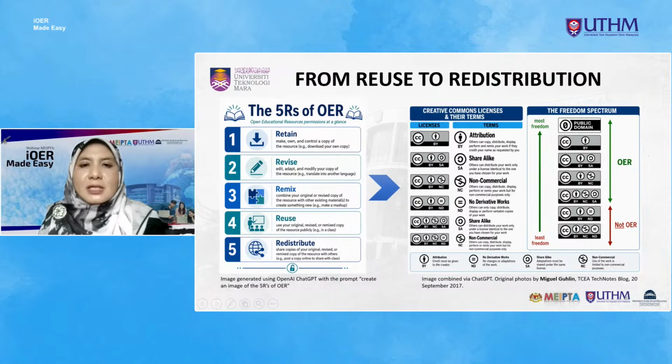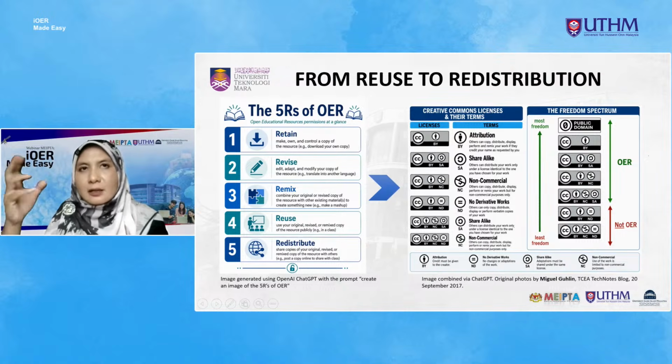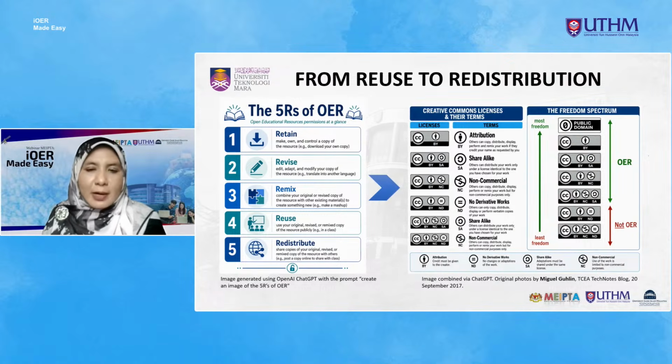So CCBY. This one, CCBY, is normally free to use. What we need to do is just give attribution to the author. Like if you write papers, then we need to cite the authors. CCBY. And then the second one, CCBYSA.